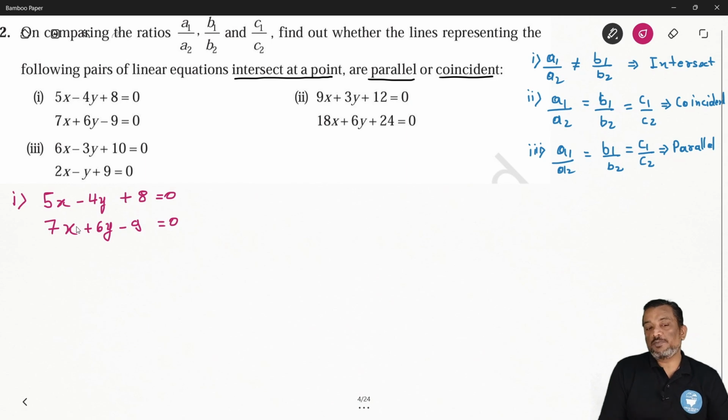तो A1 की बात करें, A1 होता है फर्स्ट इक्वेशन का कोफिशिएंट ऑफ x। B1 की बात करें तो B1 is the coefficient of y in the first equation. C1 is the constant term, ठीक है। सेम वे A2 की बात करें, A2 is the coefficient of x in the second equation. B2 is the coefficient of y in the second equation and C2 is the constant term of the second equation.